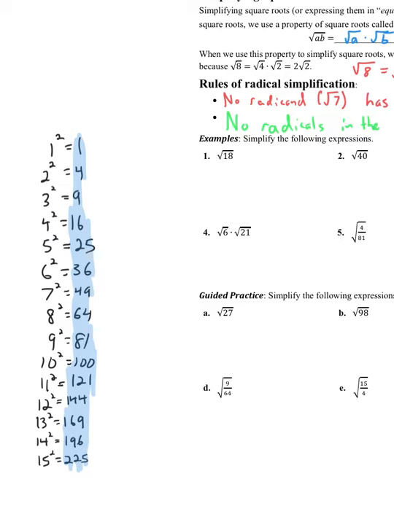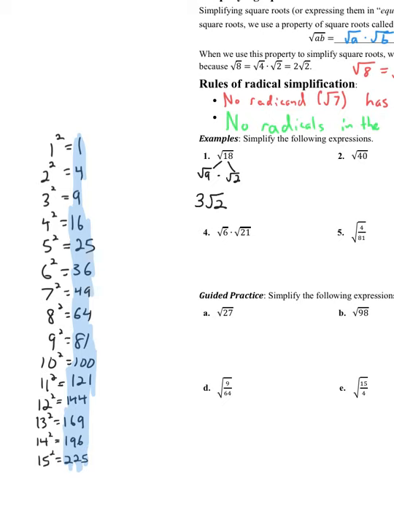So let me show you this first problem. Problem 1, square root of 18. Right off the bat, I know that I can divide a 9 out of 18, and I'm going to be left with a 2. So 2 times 9 is 18. Okay, so square root of 9 times square root of 2. And then I know that the square root of 9 is 3. So this simplifies to 3 root 2.